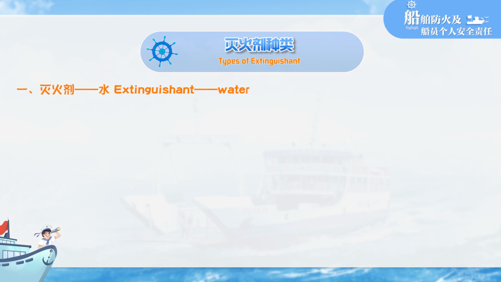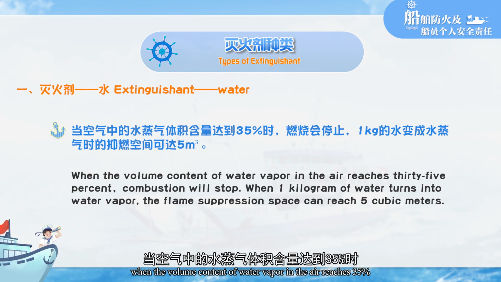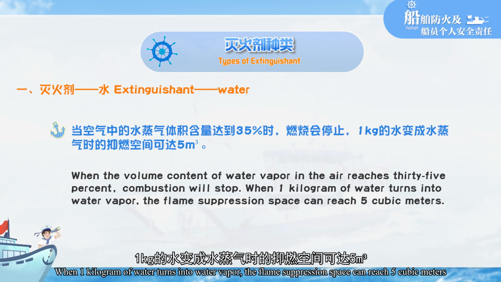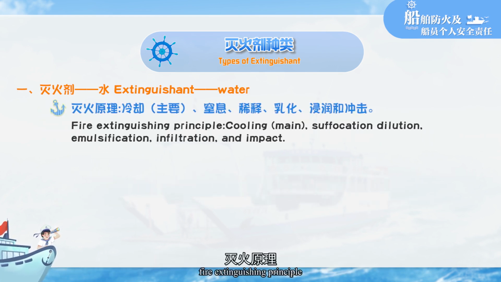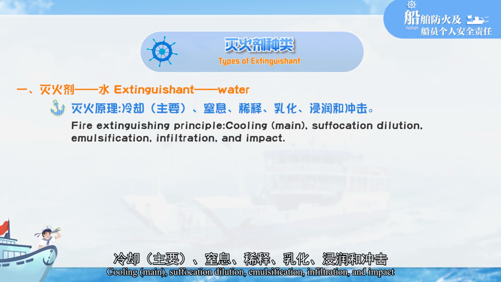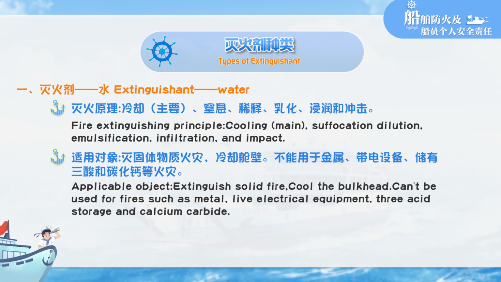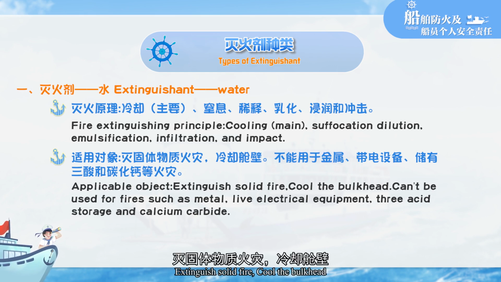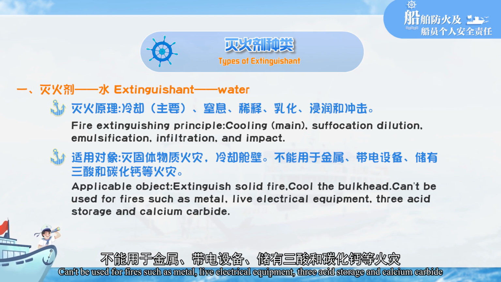Extinguishant: water. When the volume content of water vapor in the air reaches 35%, combustion will stop. When 1 kilogram of water turns into water vapor, the flame suppression space can reach 5 cubic meters. Fire extinguishing principle: cooling, mainly suffocation, dilution, emulsification, infiltration, and impact. Applicable object: extinguishing solid fires. Cooling the bulkhead. It cannot be used for fires such as metal, live electrical equipment, acid storage, and calcium carbide.